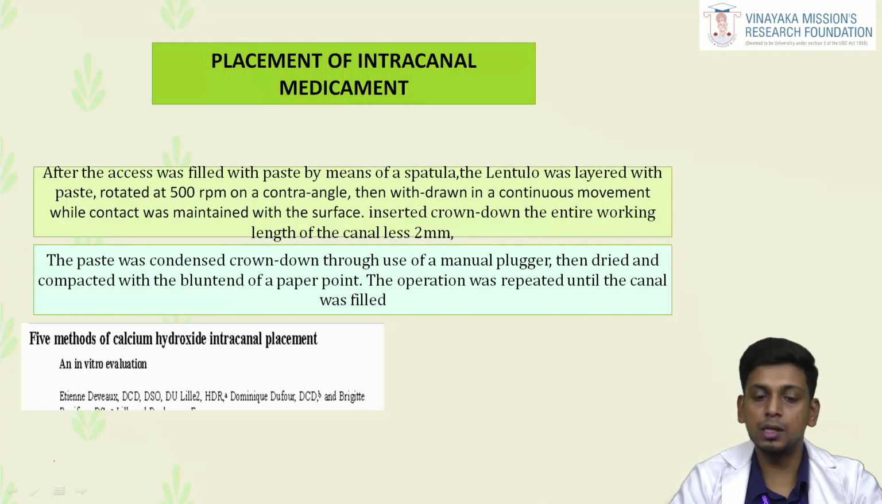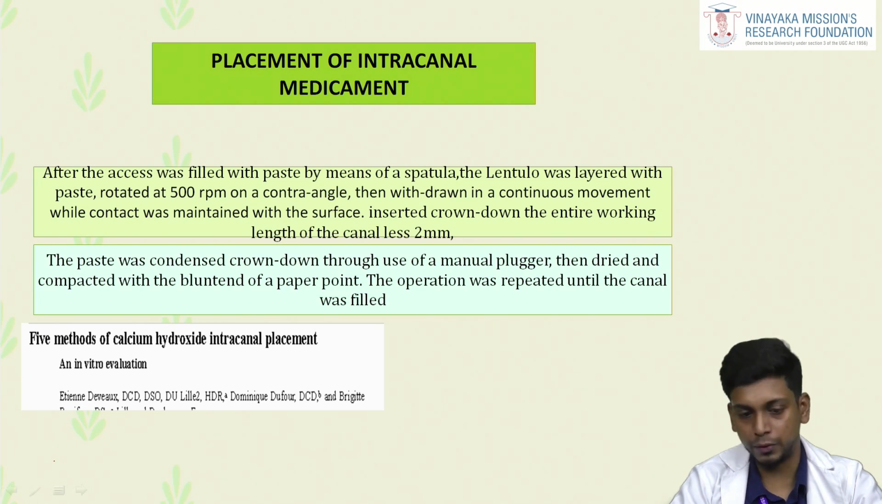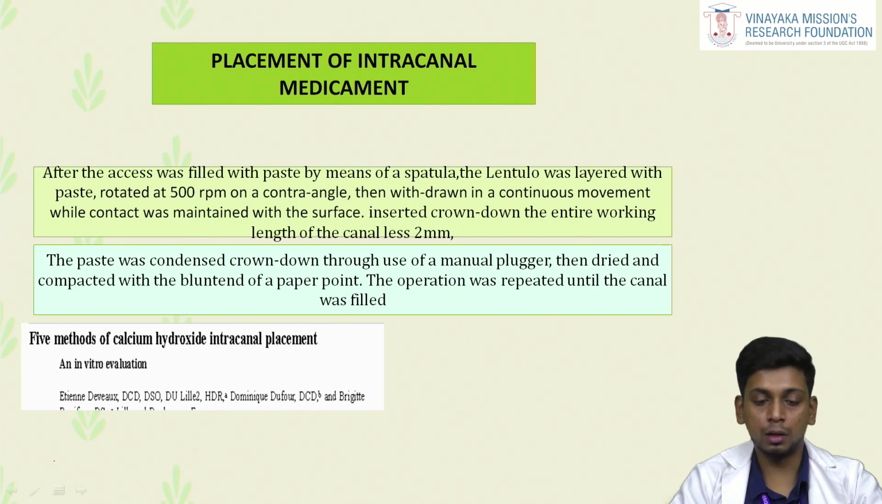So what are the methods of placement of intracanal medication, or how can we do it? After the access cavity is filled with the paste by means of a spiral, or it is layered with the paste, rotated at 500 rpm on a contra angle, then withdrawn in a continuous movement while contact was maintained with the surface. It is inserted crown down until the working length is measured, until the entire working length of the canal less 2 mm is achieved. The paste was condensed crown down using a manual plugger, then dried and compacted with a blunted paper point. The operation was repeated until the canal was filled.